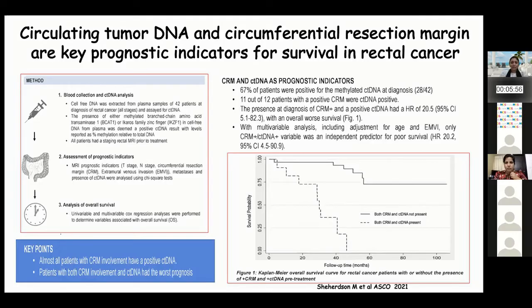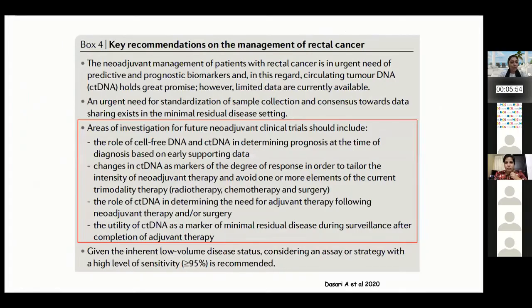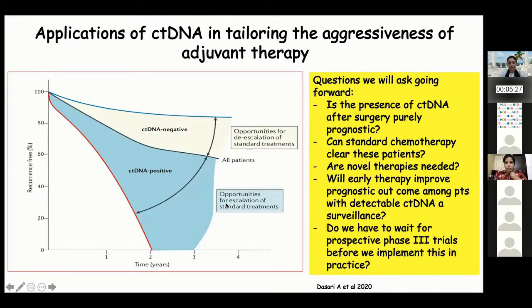So the National Task Force for ctDNA in colorectal cancers has posed some very interesting questions that I think in the future we will need to answer for rectal cancers, and that is defining the role of cell-free DNA in determining prognosis of these patients, and changes in ctDNA as markers of the degree of response in order to tailor the intensity of neoadjuvant therapy. And can some of these patients perhaps not need surgery, a question that we ask after neoadjuvant therapy in the rectal cancer realm.